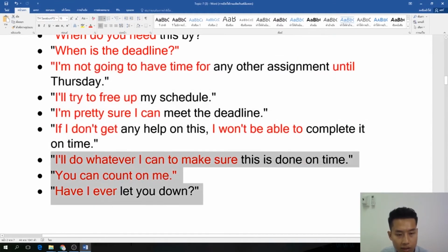And then continue with the three sentences here. I will do whatever I can to make sure this is done on time. It means I can do anything I can to make sure this is done on time. The sentence means I will try in whatever way I can to make sure this is finished on time. This is finished on time, or this is done on time, the same meaning.